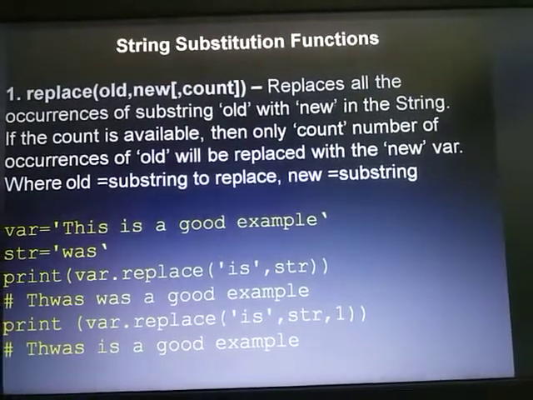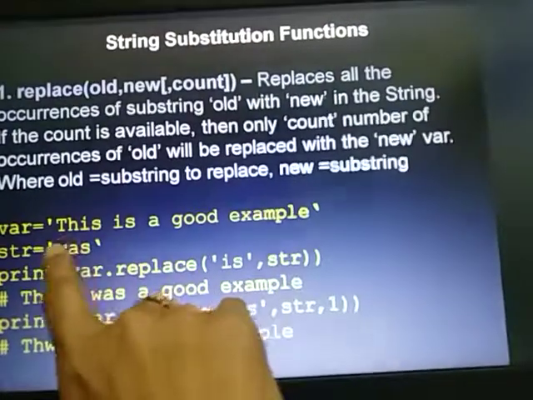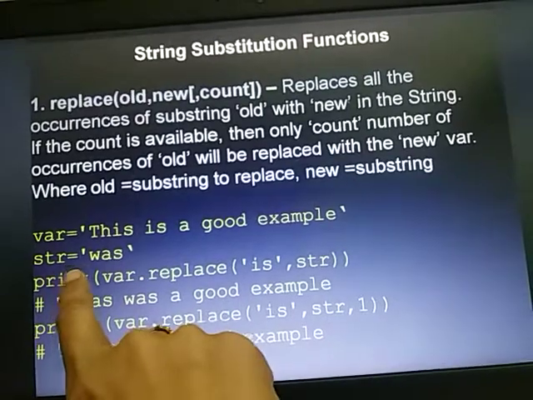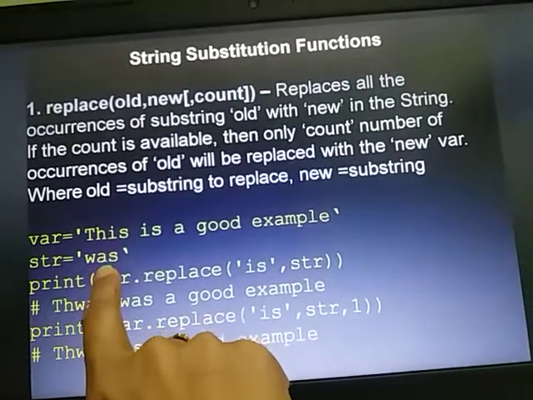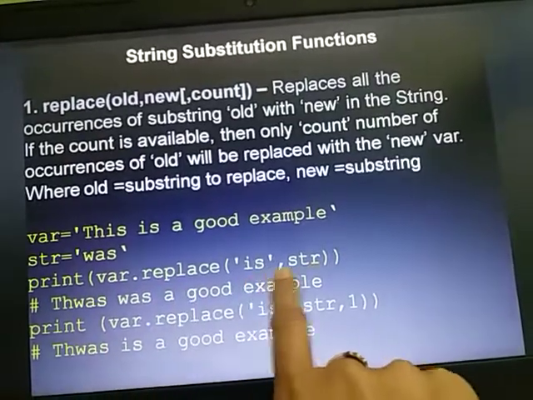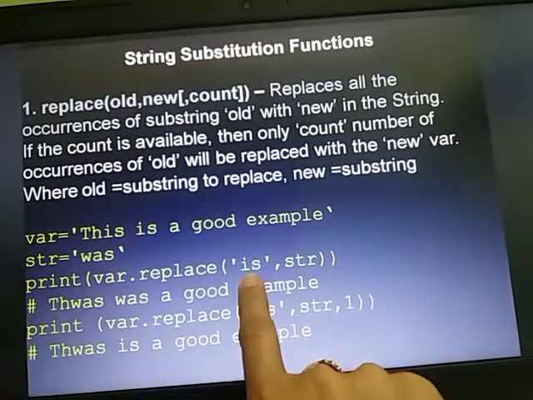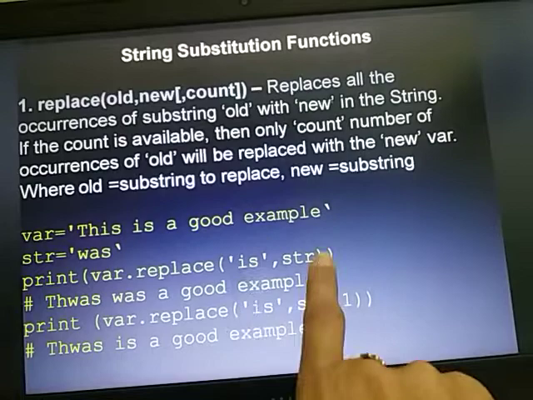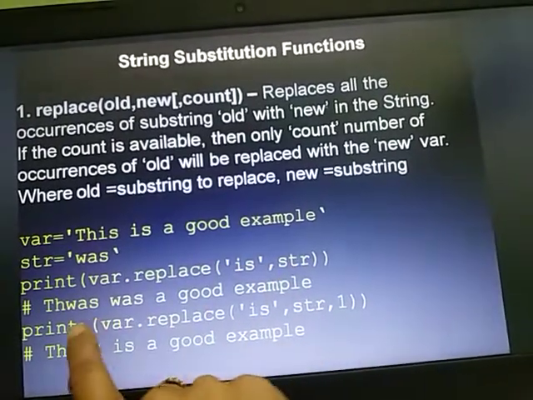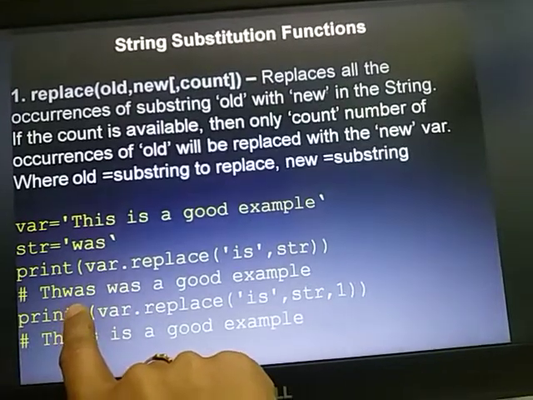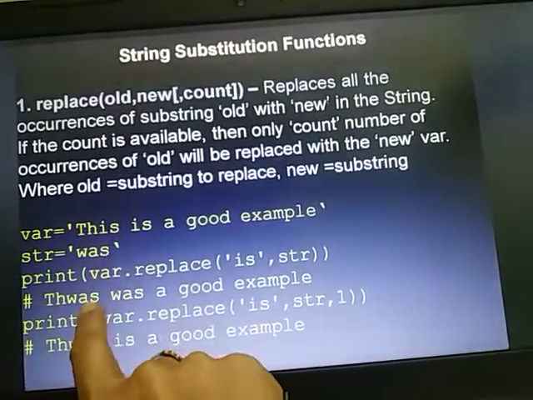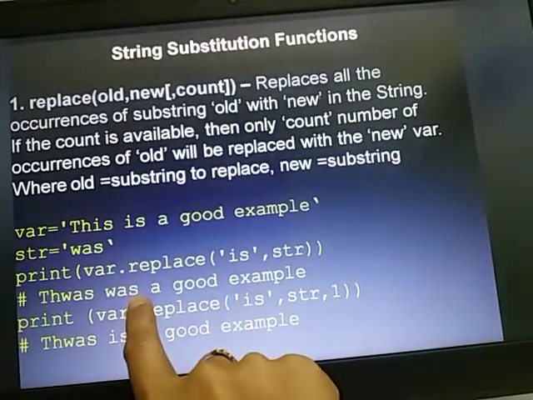Okay, now suppose we take this example where the var is "this is a good example" and the substr is "was". If we use var.replace with "is" as the old string, we want to replace it with "was". If you run this, it will give us a result like this: "thwas was a good example". The first "is" is replaced with "was", and then this one is also replaced with "was".